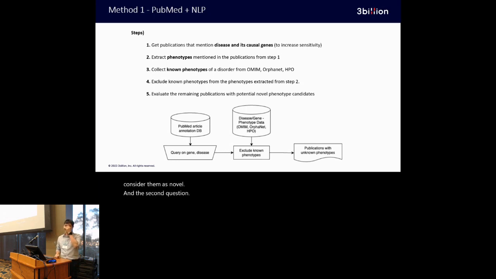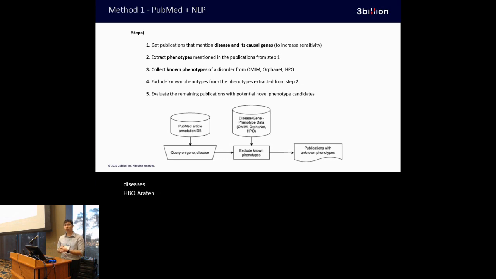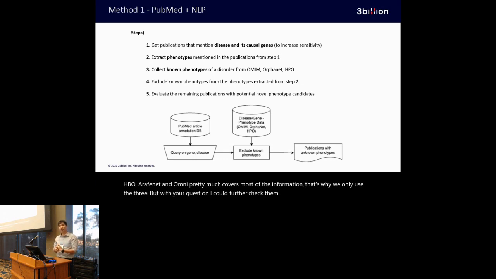Okay. And the second question? Have you ever done any cross-reference check with those rare diseases organizations' databases like NORD? I think they have a 500 rare diseases database. I think that question goes along with your question. I think that's something I should further validate. But since in the field of rare diseases, HPO, Orphanet, and OMIM pretty much cover most of the information, that's why we only use the three. But with your question, I could further check them in the future. Thank you.